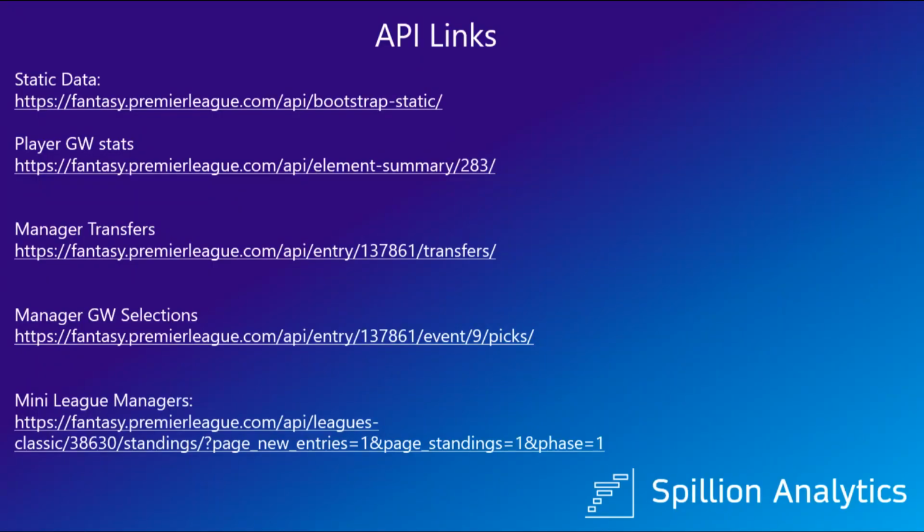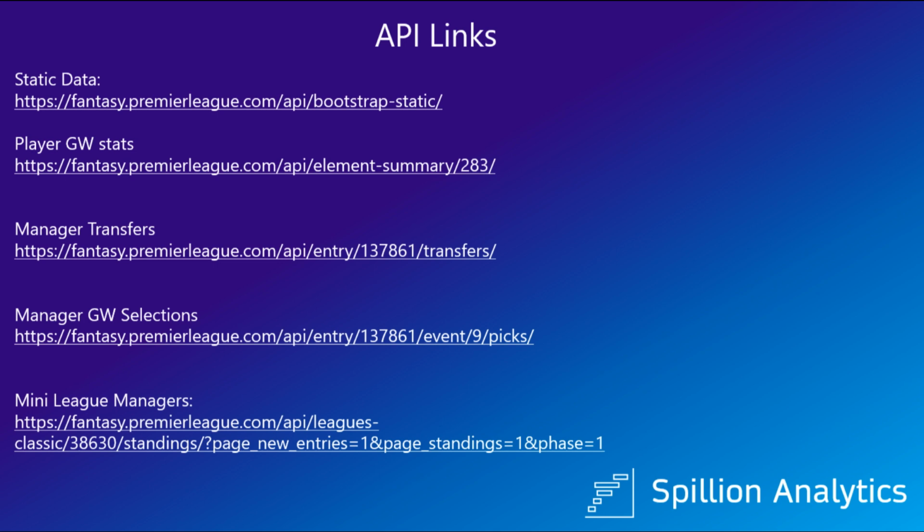The links to Power BI Desktop and the APIs are in the description, so you can just get them from there. For the purpose of this specific video, I'm just going to be using the first two links, which are to get your static data and then to get your game week statistics. If you want to do analysis on your game week selections and your transfers, or even on your mini leagues, then you can use the rest of the APIs on there.